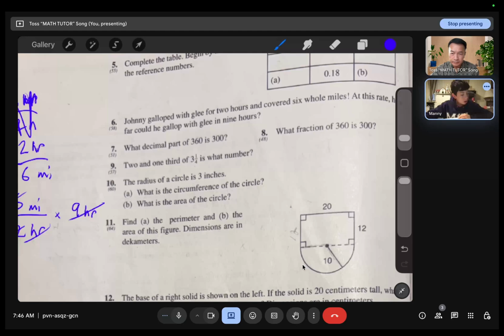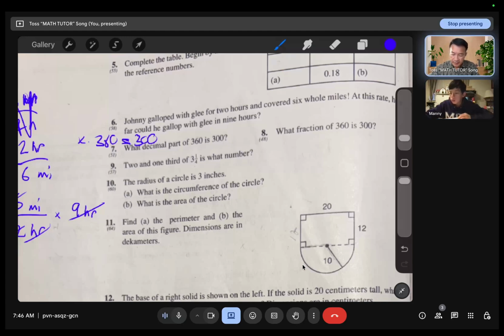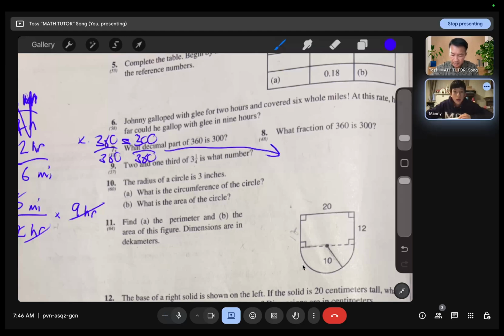So it's x times 360 equals 300. Yes. And then you divide both sides by 360, but you don't divide, you keep it over, then you have 300 over 360, and then you reduce. Okay. So if you divide both sides by 360, everything sounds good. You're gonna get, what is that? 5/6.